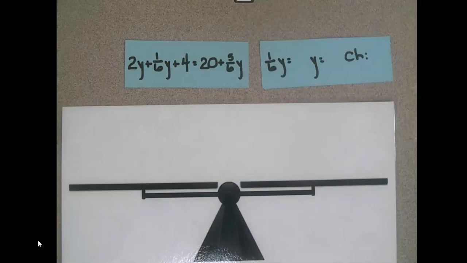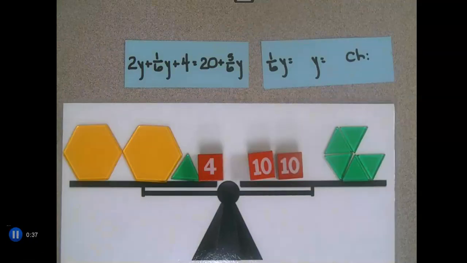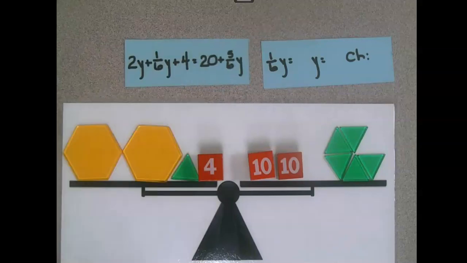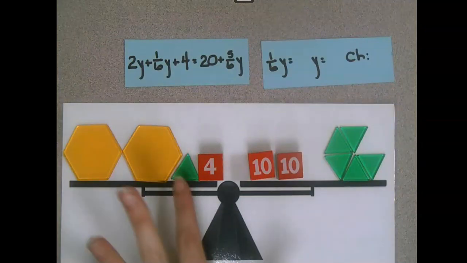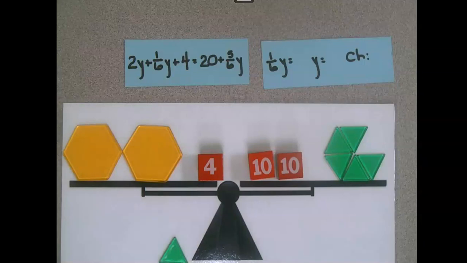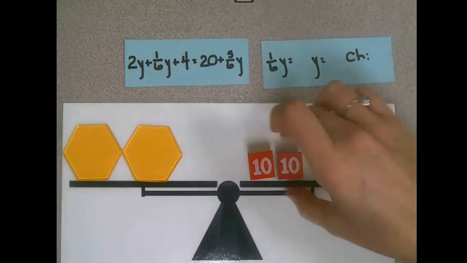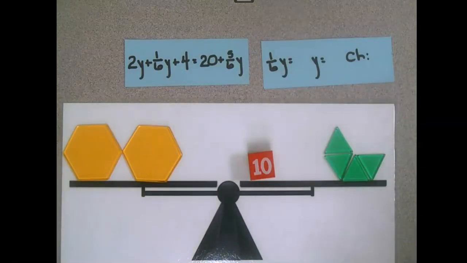So let's start by setting up this problem on our scale. This is our original setup for the equation here. Now it is time for us to do our legal moves. We can do a couple of legal moves without having to change anything. First, we can remove one green block from this side and one green block from this side. Next, we can remove 4 from this side and 4 from this side, leaving us with 16 on this side.